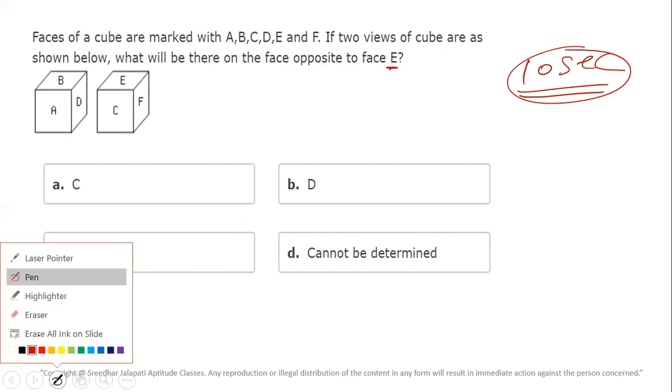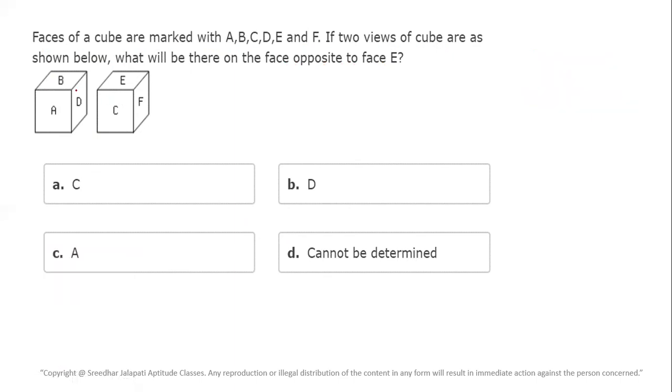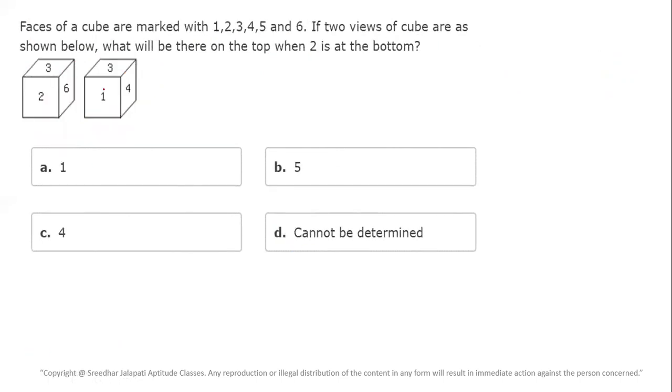Right, here is the answer. I'm sure you might have got the answer. Here also, there is no common element. Whether that is number or element or symbol, whatever it is, there is no common element. A, B, D, C, E, F, since there is no common element, cannot be found. You cannot find the opposite faces. Let's move to the next question.